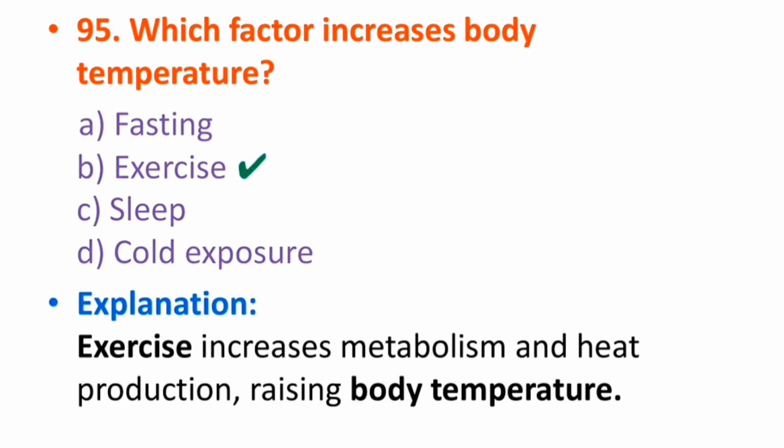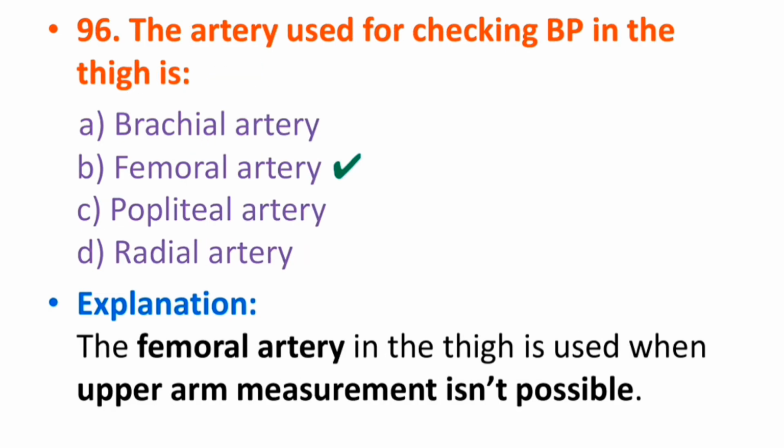Which factor increases the body temperature? Option A, fasting. Option B, exercise. Option C, sleep. Option D, cold exposure. The correct answer is option B, exercise. Exercise increases metabolism and heat production, raising body temperature. Exercise increases body temperature.